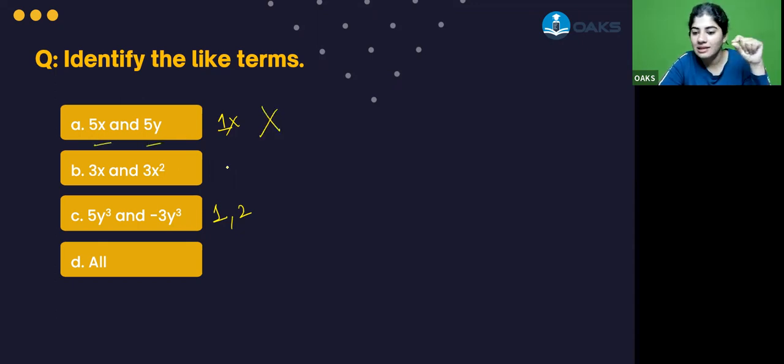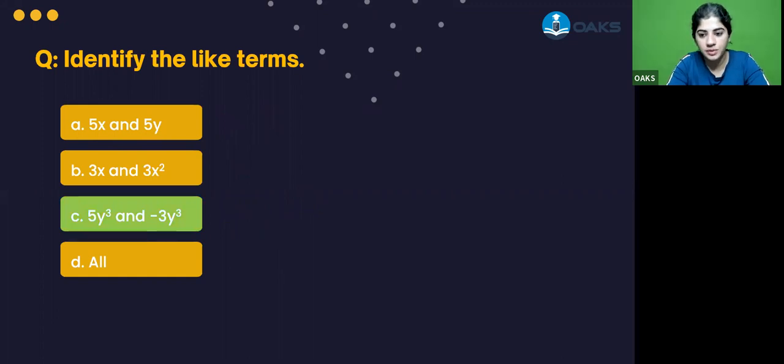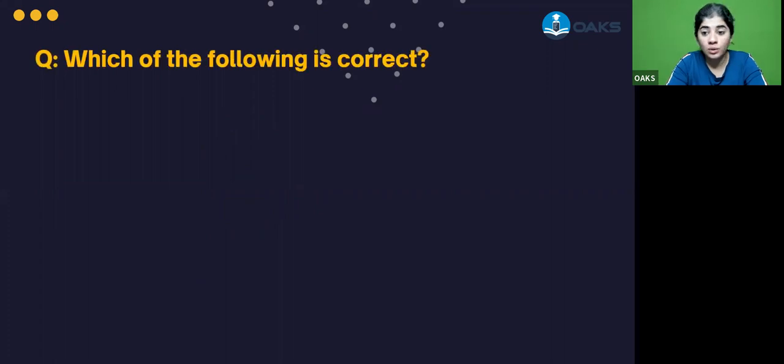3x and 3x square, this is not an option. 5y cube and minus 3y cube. Yes, this is an option. That is the correct option. So I hope this question is clear, and C is the correct option. Whosoever understands, that is really good. I hope that I have given enough explanation for this. Okay, let's move further, and one more question.